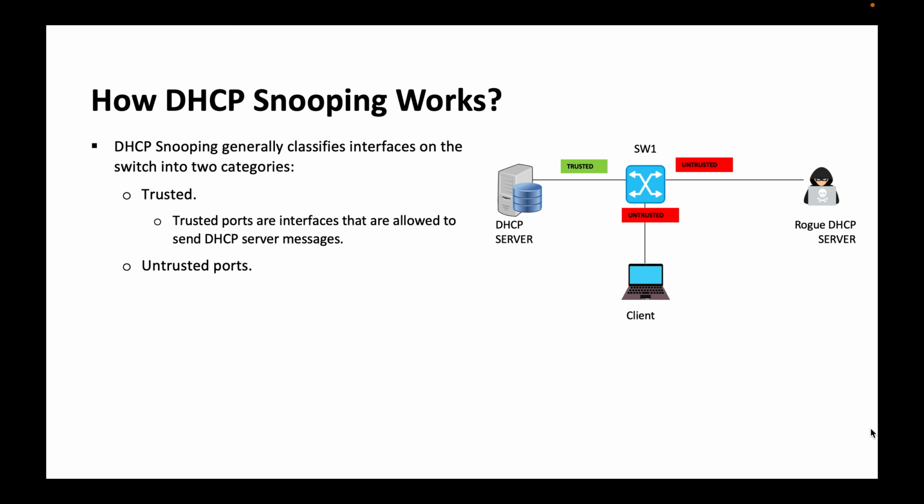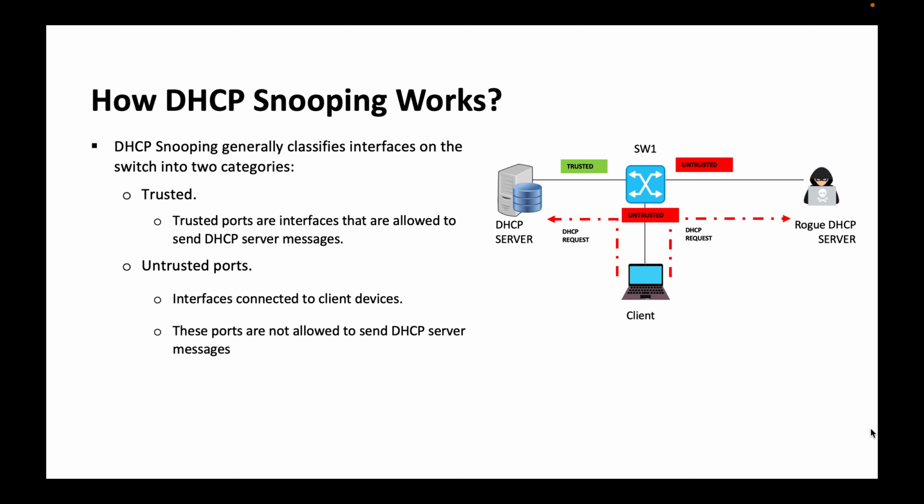Trusted ports are interfaces that are allowed to send DHCP server messages. Typically, these are ports connected to legitimate DHCP servers or to other network devices that can be trusted to relay DHCP messages, such as another switch with DHCP snooping configured. Untrusted ports are interfaces connected to client devices. These ports are not allowed to send DHCP server messages. So if DHCP snooping is enabled, the DHCP offer message can only be sent through the trusted port. Otherwise, it will be dropped.